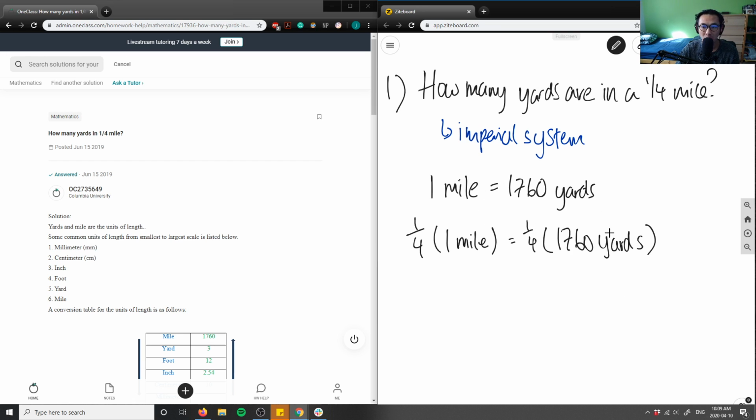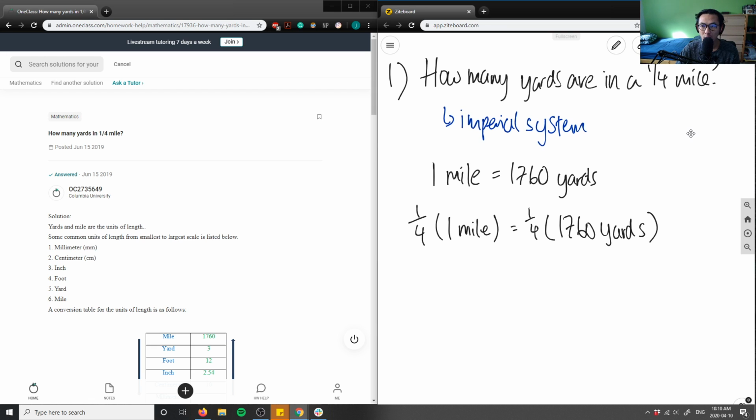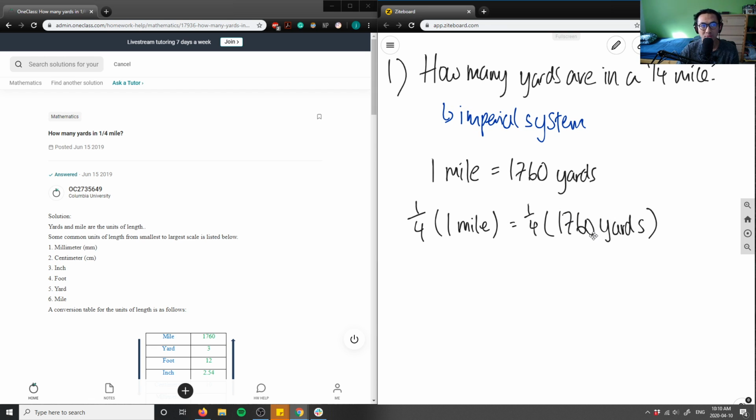I would multiply both sides by 1/4. And what that does is, I'm actually not changing the equation. Again, I'm multiplying the same thing by both sides. Remember, in equations, I'm allowed to do that as long as I'm doing the same operation to both sides, right?